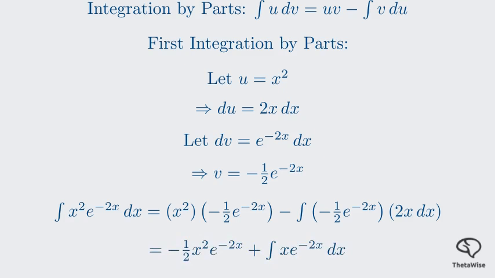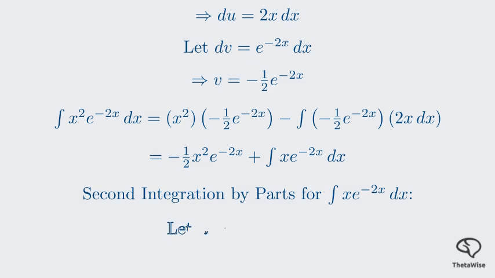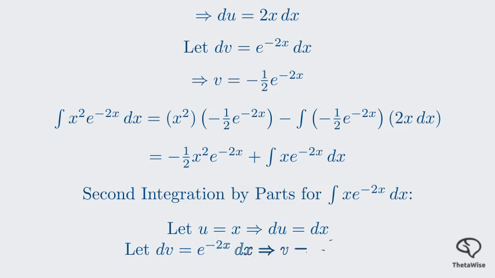We're not quite done. We still have an integral to solve, this time with x instead of x squared. We need to apply integration by parts again. For this new integral, the integral of x e to the negative 2x dx, we repeat the process. Let u be x, so du is dx. Let dv be e to the negative 2x dx, so v is still negative 1/2 e to the negative 2x.